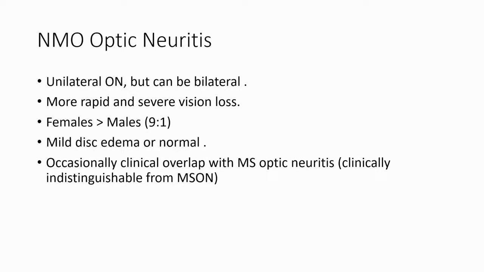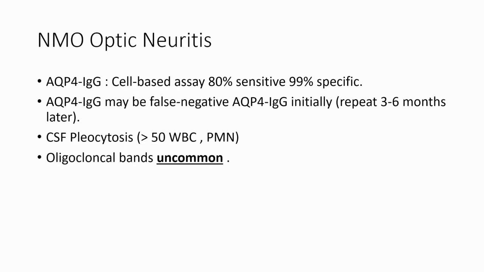And just to add to the difficulty that we're facing right now, you might sometimes have clinical overlap between what is typical and what is atypical optic neuritis. So sometimes they don't really present with severe loss of vision, as you would expect from NMO, and this is kind of the overlap between NMO and MS optic neuritis. So we now have a cell-based assay. We have a specific biomarker to look at NMO, and it's very specific, 80% sensitive, and sometimes you can get a false negative result. You have to repeat the test maybe up to three to six months. Plus, you could do the lumbar puncture and look at the cells, and you can look at the oligoclonal bands, which are uncommon in NMO as opposed to MS.